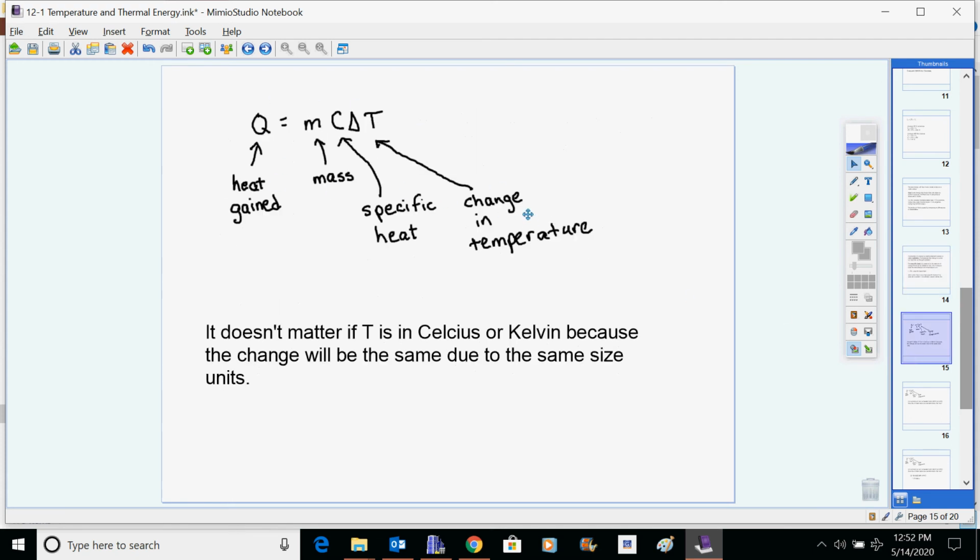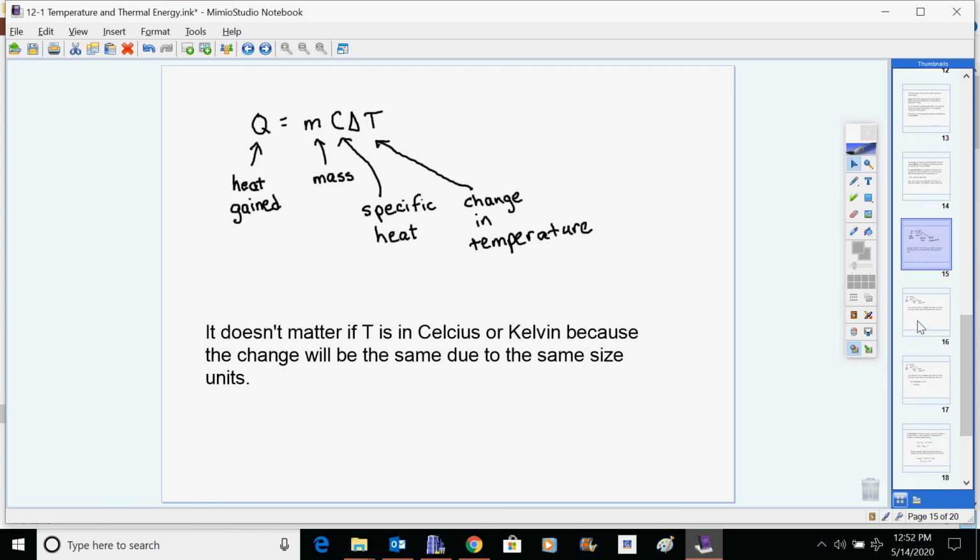We have an equation that we're going to use. Q is the heat gained, m is the mass, c is the specific heat value, and delta T is the change in temperature. It doesn't matter if the temperature is in Celsius or Kelvin because, as we said, the temperature scale is the same.